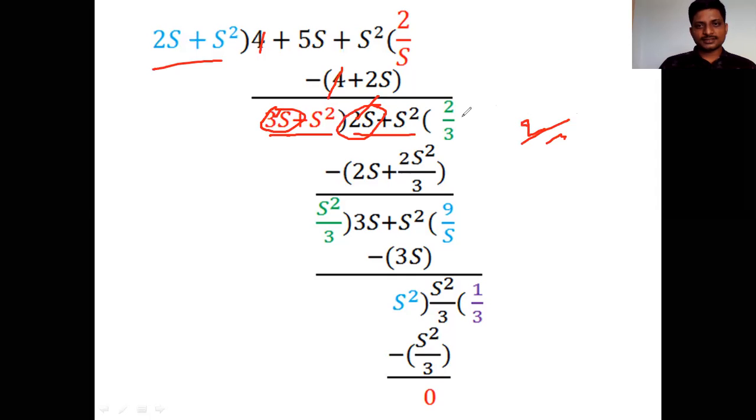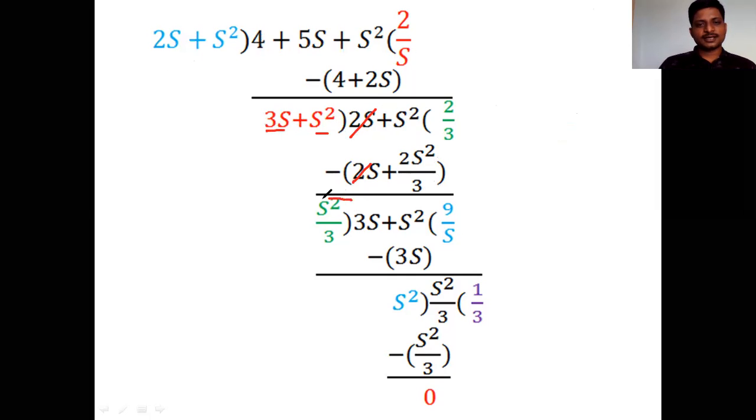So that 2 by 3 is written here. If you multiply the divider with the quotient, then 3s into 2 by 3, 3 and 3 get cancelled, you are going to get 2s. So this 2s gets cancelled. s square into 2 by 3 is 2s square by 3. s square minus 2s square by 3 is s square by 3. That will be the new remainder.